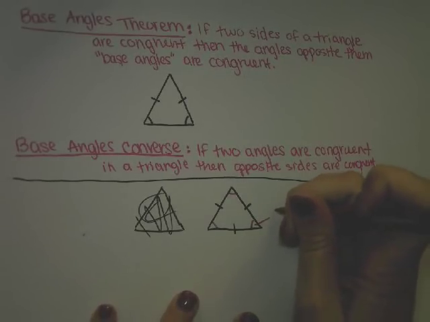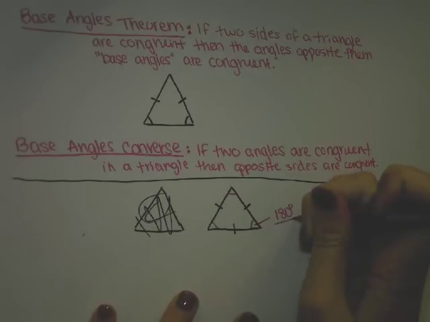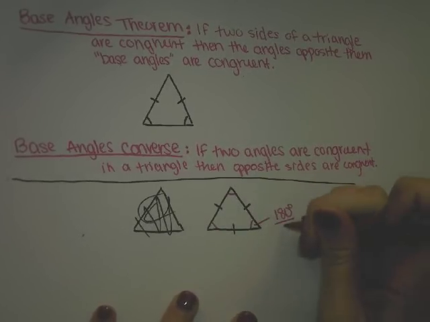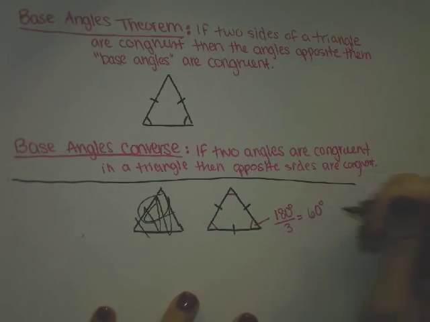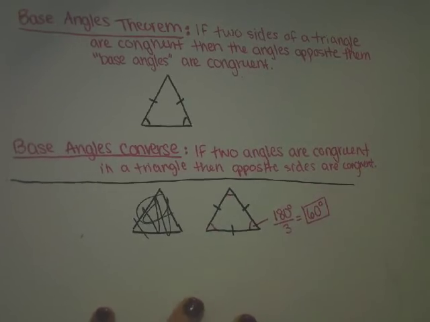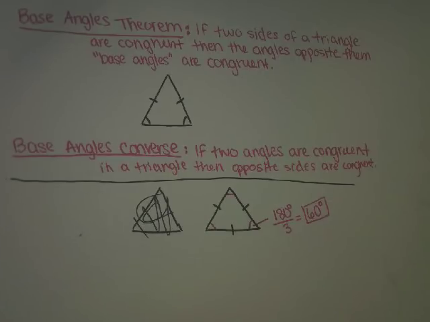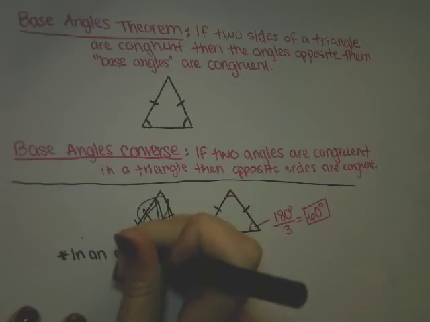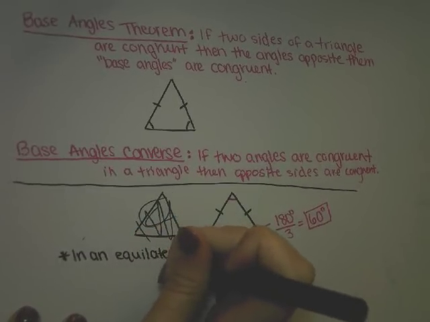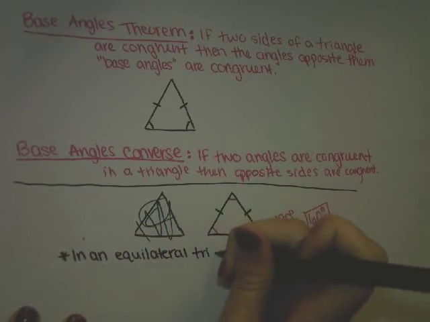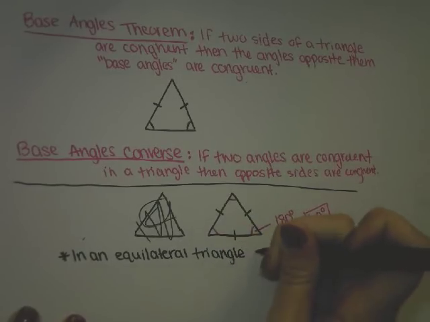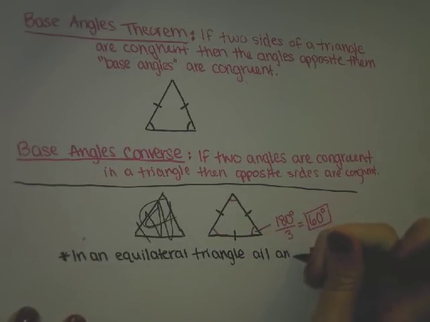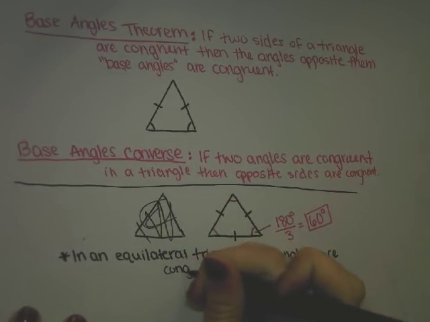Well, the three angles in a triangle add to 180 degrees. We want to break it into three equal parts. This was actually, I think, on a test a while back. So each angle would be 60 degrees. So in an equilateral triangle, all angles are congruent, or 60 degrees.